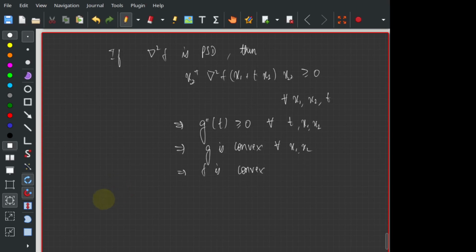Similarly, if f is convex, then so is G, which implies that G double prime of t is greater than or equal to 0.